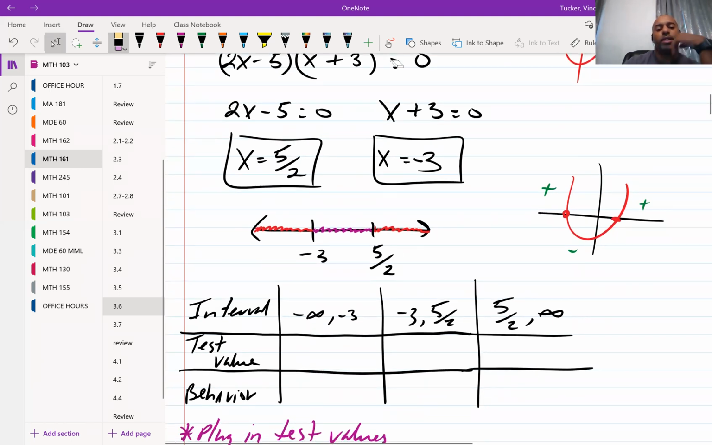So the next step is to go ahead and set up this type of chart. Now you don't necessarily have to make a chart, but it'll be best for you to make a chart to keep everything organized, and you'll be able to easily see your answer once you fill it in. But some people choose not to, and that's fine. Notice that over here in this column, we have our interval, test value, and behavior. Those are the three categories that we're looking for. Our interval is set up by our values. The first interval, like I mentioned, is negative infinity to -3, then -3 to 5/2, and 5/2 to infinity.